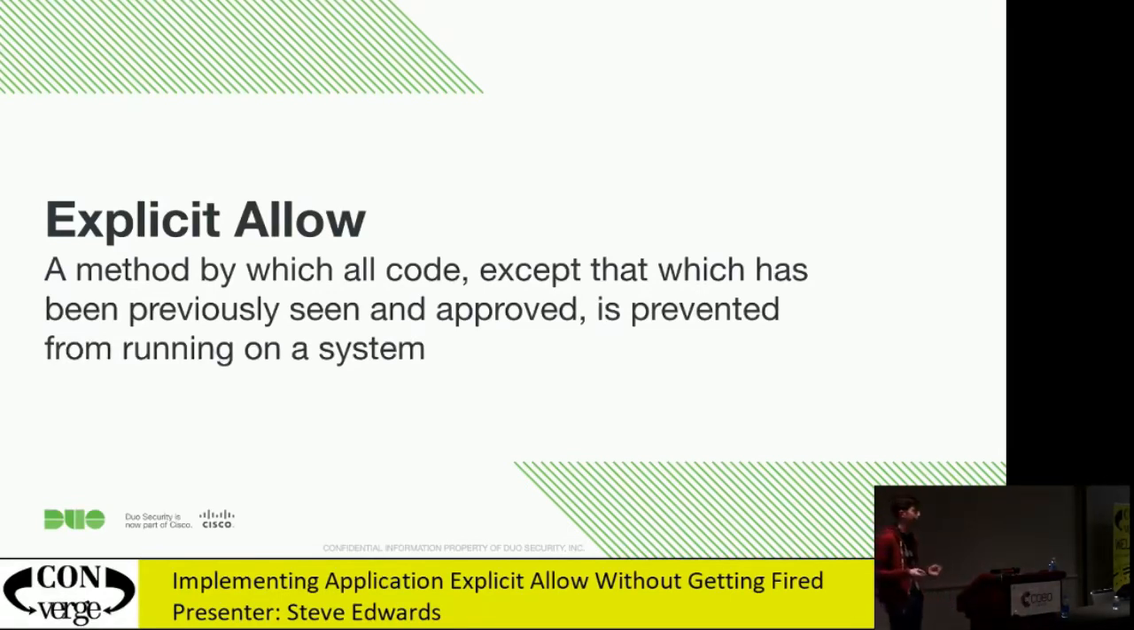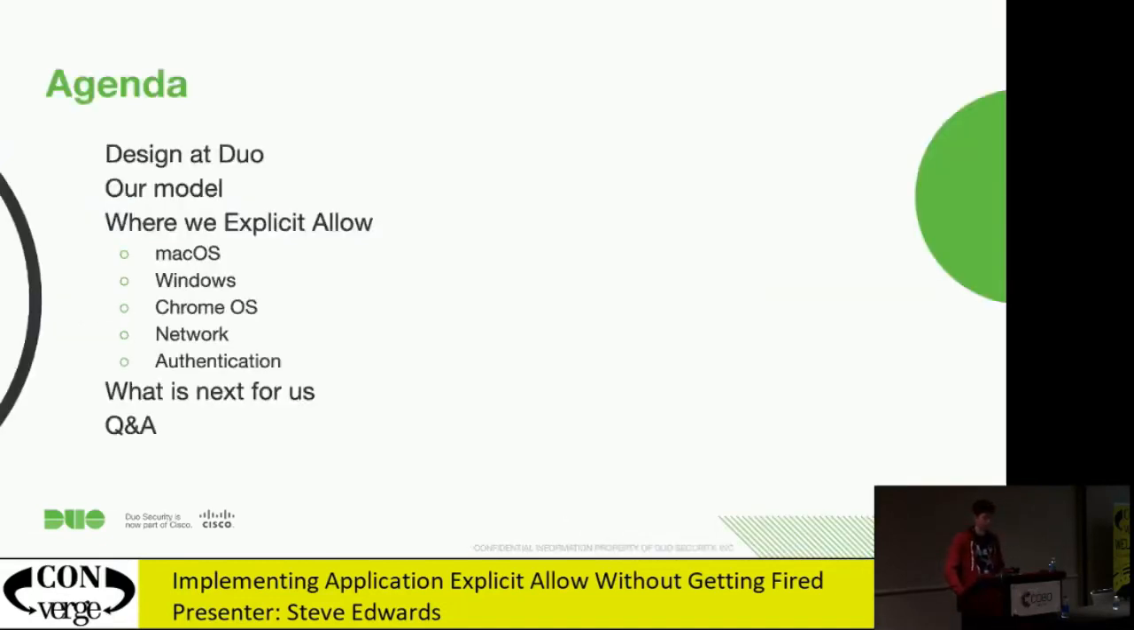And I didn't coin this phrase just because whitelisting and blacklisting can sometimes make people feel uncomfortable or excluded, but because it allows us to expand beyond just application whitelisting, this principle, this concept. I think you'll see today why this might be a better term. So I'll take you through some of the ways that we've implemented explicit allow at Duo, and the way that we did it where no one ran me out of town with pitchforks.